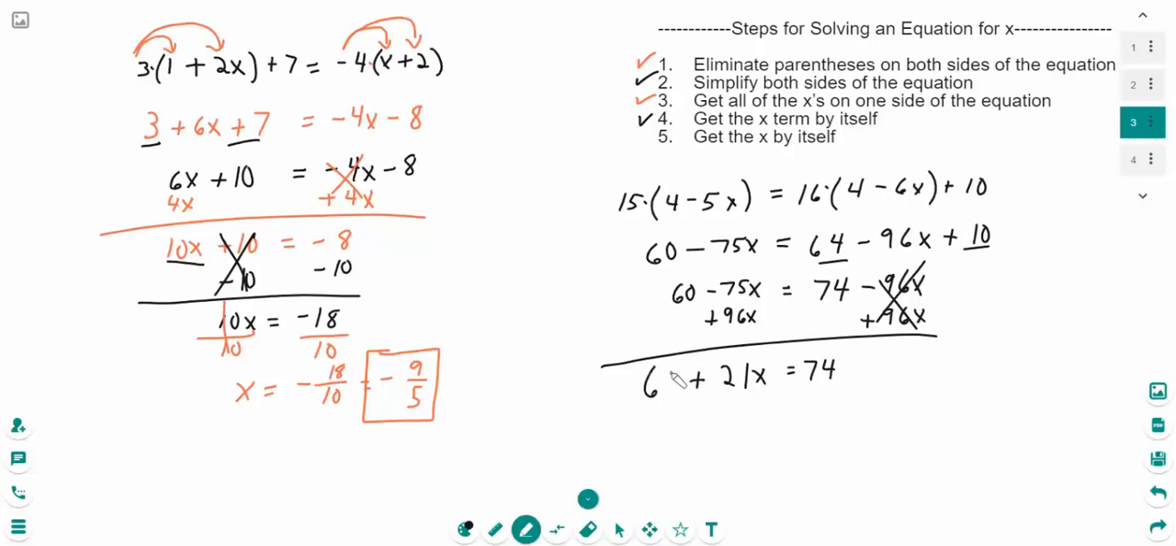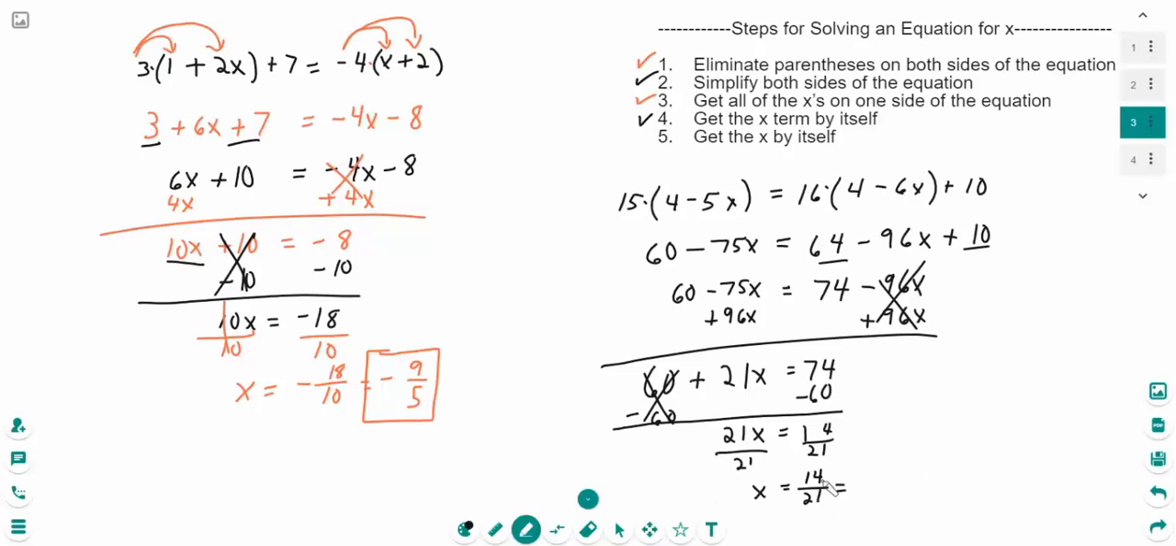And then we have a 60. Now we can subtract the 60 to get the x term all by itself. 60 goes away. We end up with 21x equals 14, right? And then we can divide both sides by 21, and we end up with x is equal to 14/21ths, right?